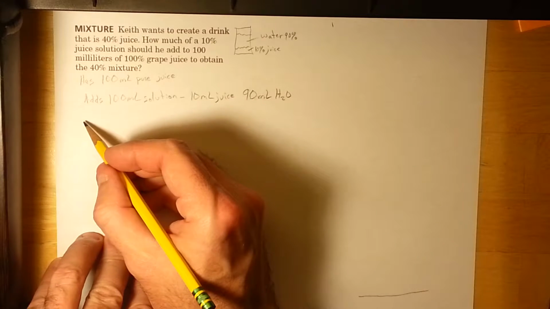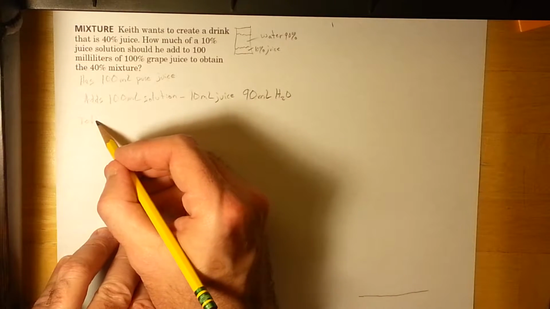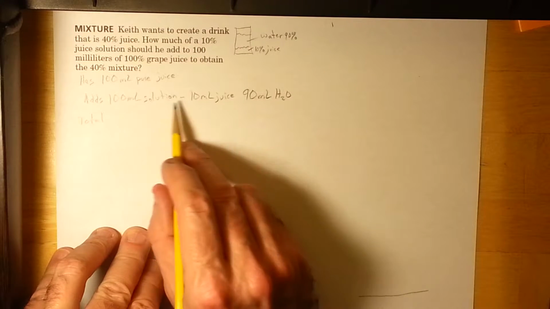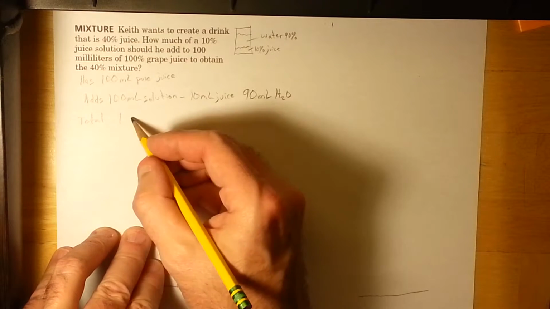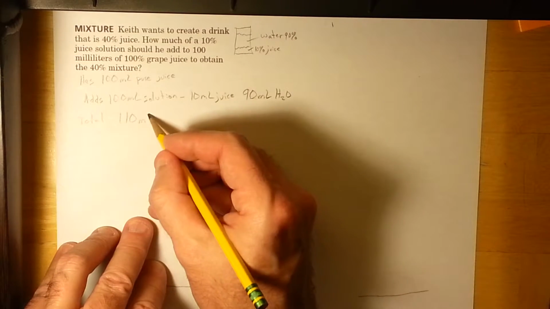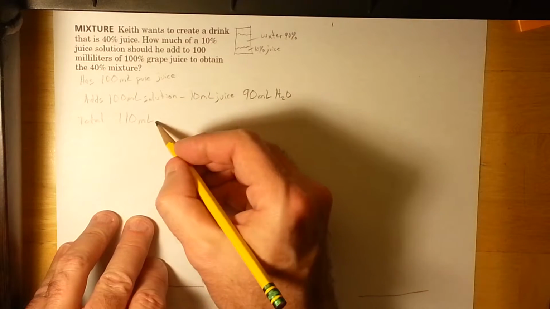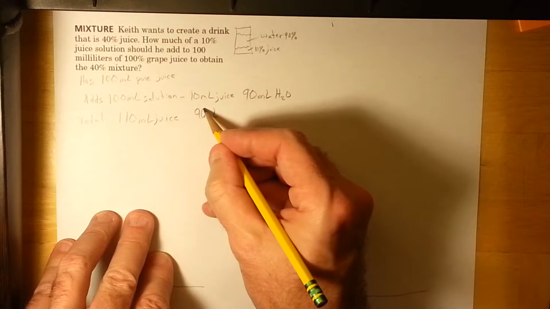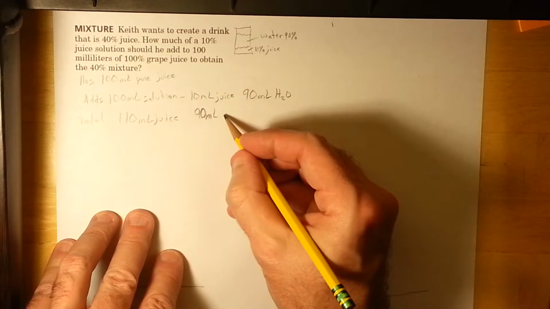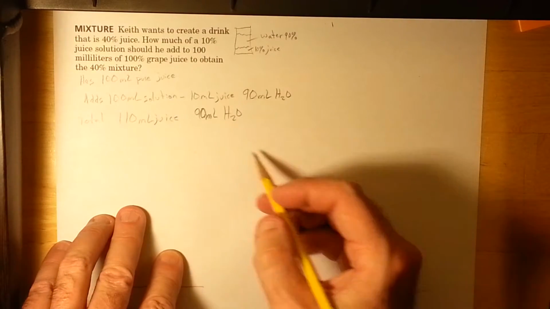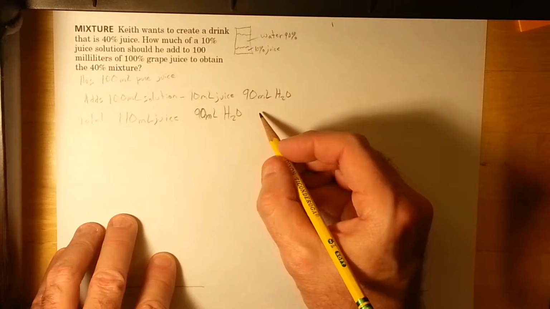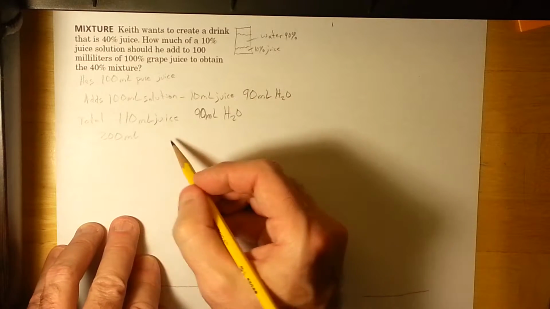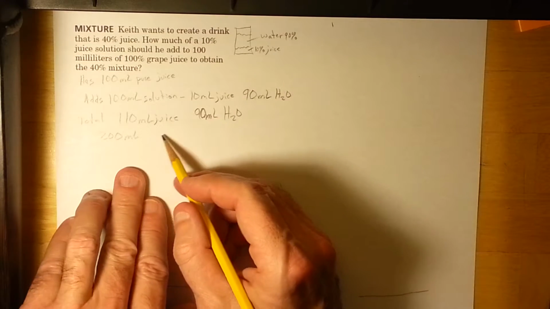Okay, so total, now he has 110 milliliters of juice and 90 milliliters of water. I did it again. Look at that, 90 milliliters of water. Altogether, he has 200 milliliters now. So now we need to figure out the ratio that he's at now.